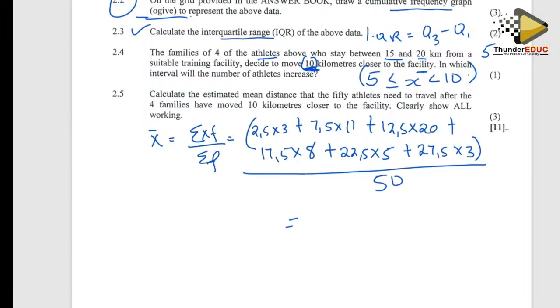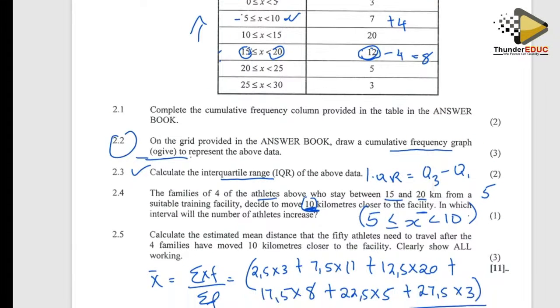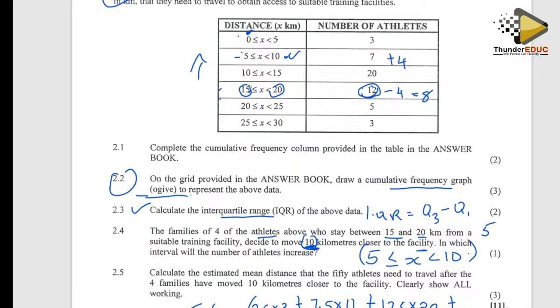Okay. So when I punch this into my calculator, I say 7,5 times 11, 12,5 times, why are we saying 20? Yes, it's a 20. It is a 20.